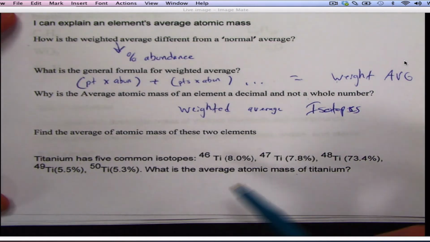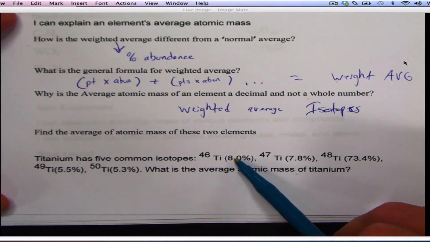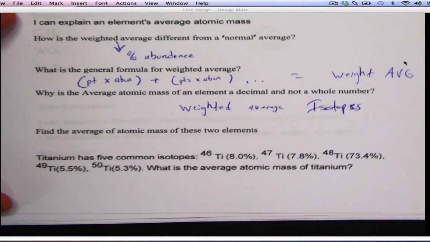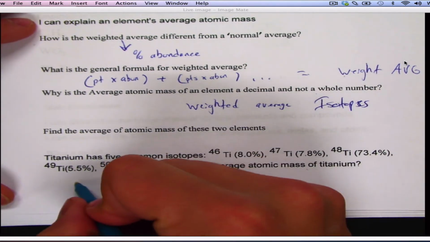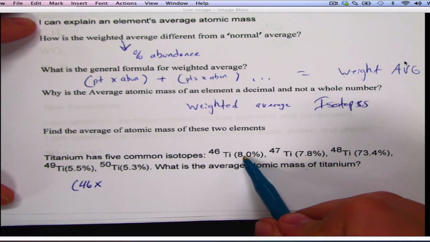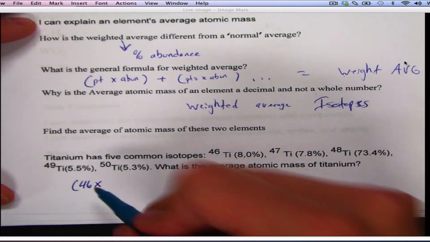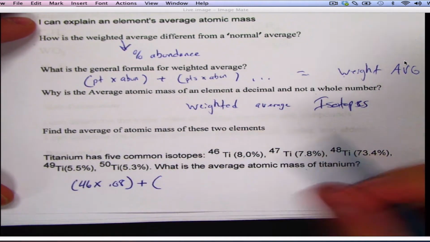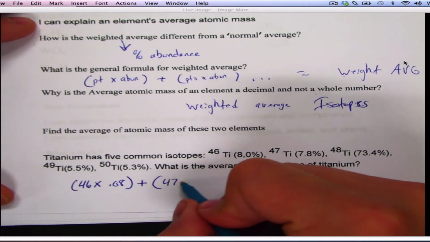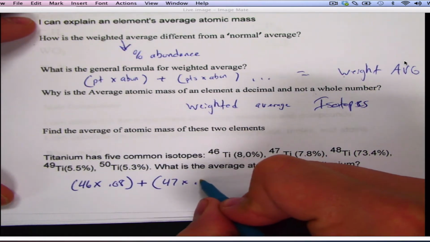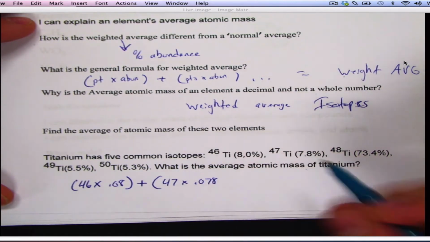Here we go. We have a percent abundance and our point value for each titanium isotope. Let's just go right down the line. One of the isotopes is 46, so 46 times 8%, but remember, we don't multiply by 8%, we multiply by the decimal form of 8%, so it's 0.08. Add that to the next isotope, 47. How much is the 47? It's 7.8%, which is 0.078 in decimal form.